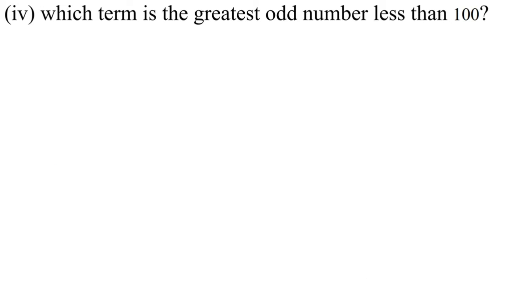Which term is the greatest odd number less than 100? Here you don't need any arithmetic. It is obvious. 100 is a multiple of 2, so you can subtract 1 from 100. What will you get? You will get an odd number. This is the greatest odd number less than 100.